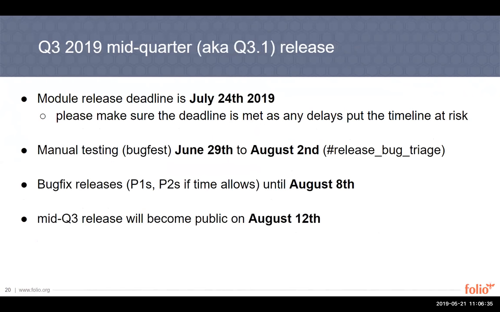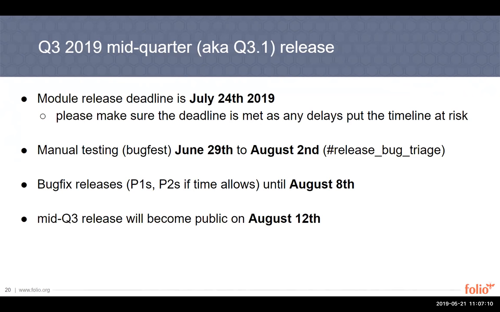And a couple of dates for the Q3 release, the mid-quarter Q3 release. We will go ahead with a mid-quarter release for Q3. It wasn't clear whether it's going to happen or not, but this time we will go for a mid-quarter release. Again, the module release deadline for this release is July 24th. That's a pretty essential deadline for all the teams in Folio.